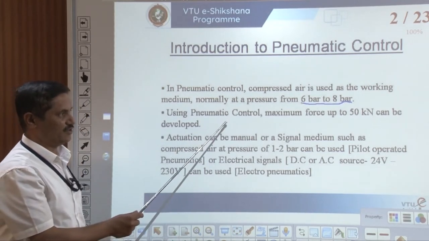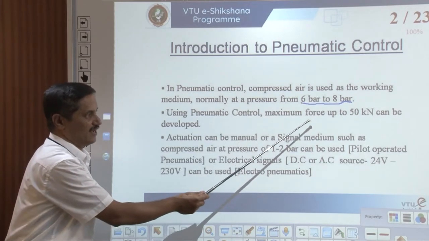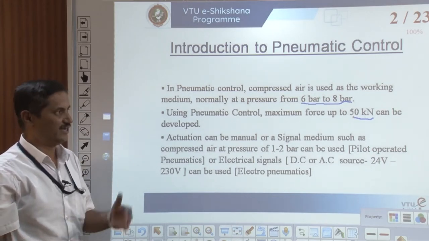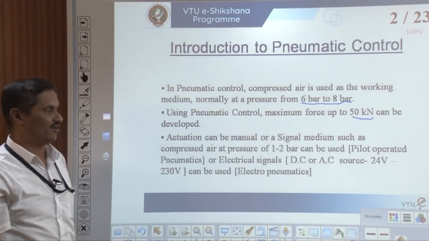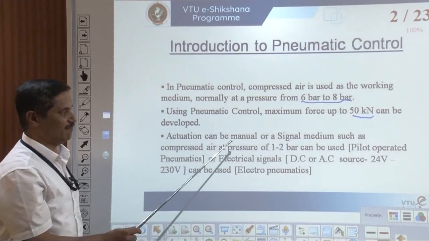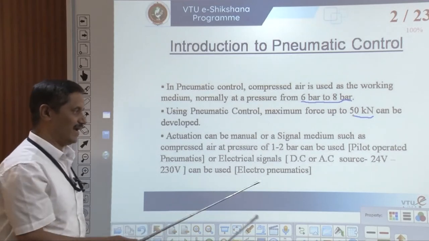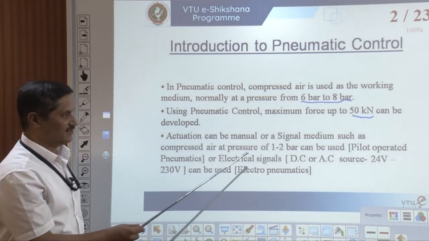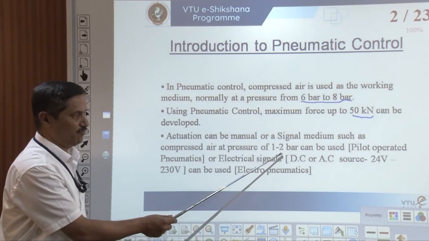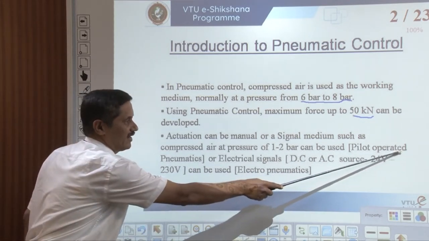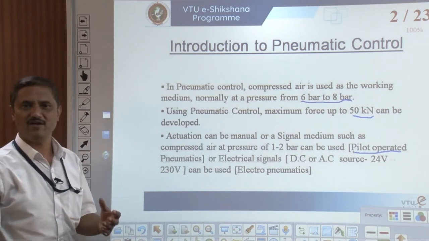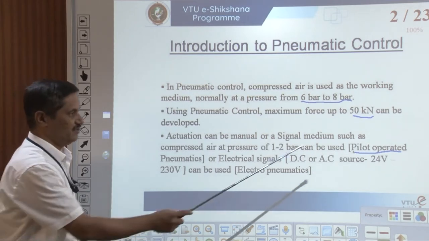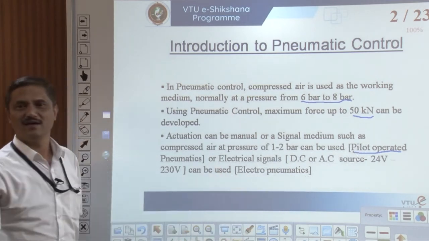Using pneumatic control, normally we can get a maximum force of up to 50 kilonewton by compressing the air and using it. Actuation can be done manually, mechanically, or by some electrical means. Sometimes compressed air at a pressure of 1 to 2 bar can also be used as a pilot source, and then we call these pilot operated circuits or applications.